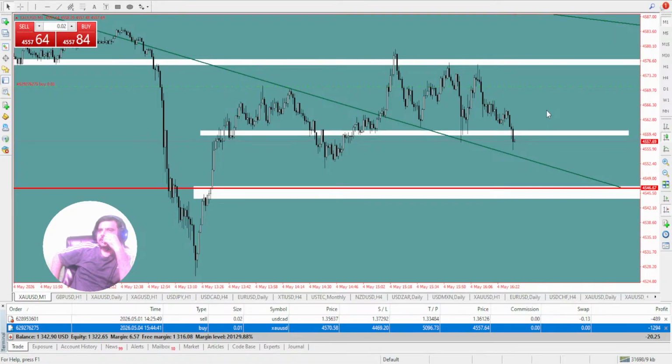Breakout from the level occurred. This is that place. Wait, okay.